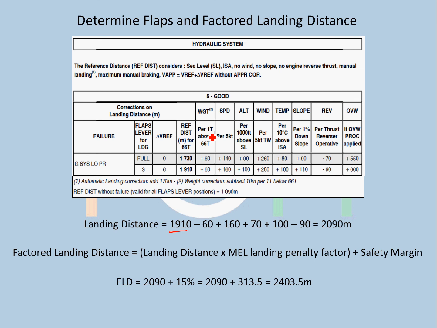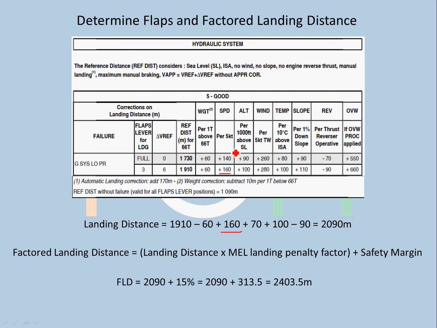Now weight correction per 1 ton above 66 tons. This table is made for 66 tons, and we have a weight of 60 tons. So the weight correction is to subtract 10 meters per 1 ton below 66 tons. Our weight was 60 tons, so 66 minus 60 is 6, into 10, minus 60. Okay. Now speed correction per 5 knots. Our approach correction was 5 knots exactly, so we'll add 160 to it straight away.